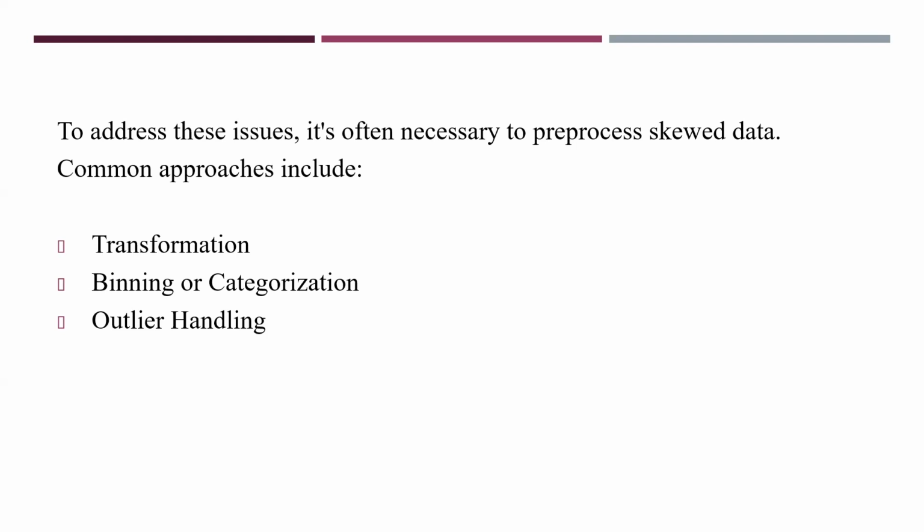Then comes outlier handling. Identifying and handling outliers can mitigate their influence on skewed data. Another one is choosing appropriate models. When dealing with skewed data, consider using models that are less sensitive to distribution assumptions, such as decision trees, random forest, or robust regression methods.